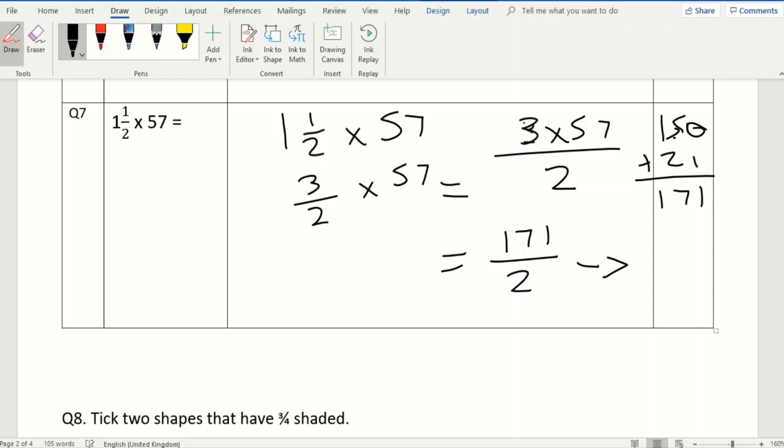If you want to simplify that, which you need to, that's going to give us 85 with the remainder of 1, and the denominator stays the same, and that's 2. If you want to double check that, 85 times by 2 is 170, and then add the 1 gives you 171.